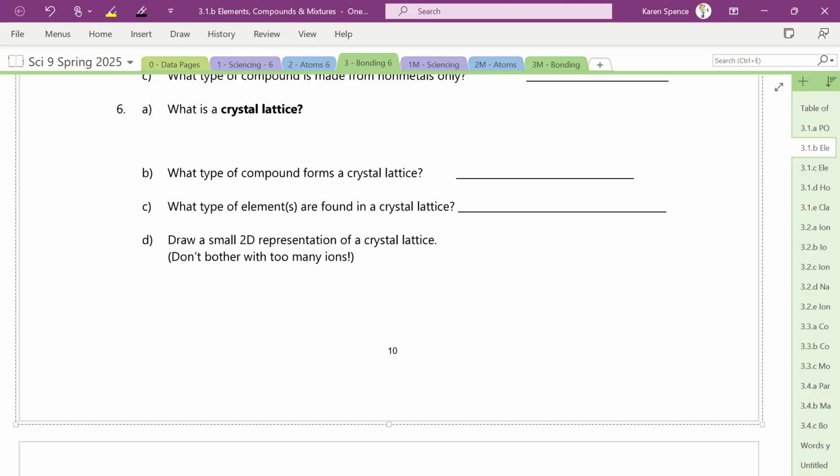What's your homework? Page 9 and 10. It's 9 and 10.